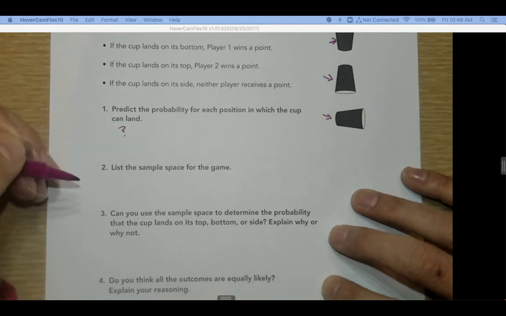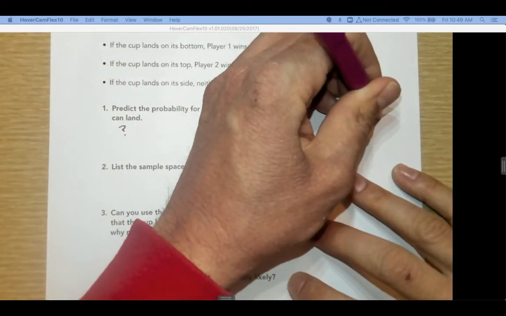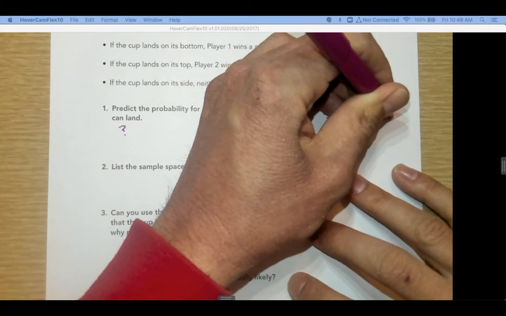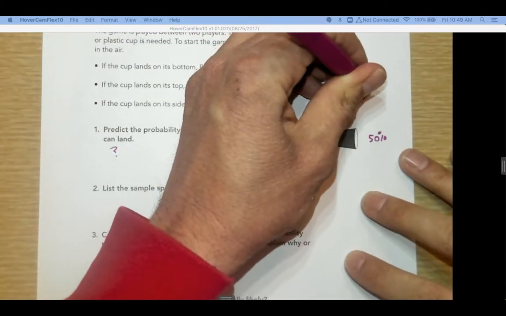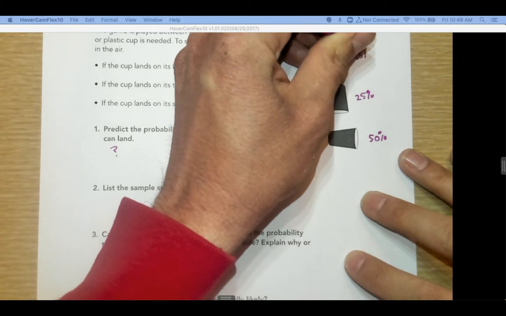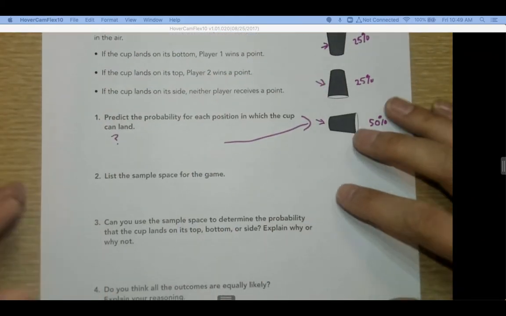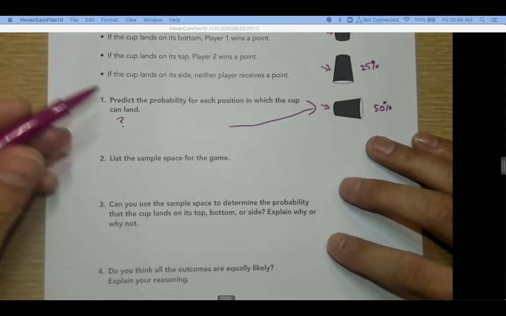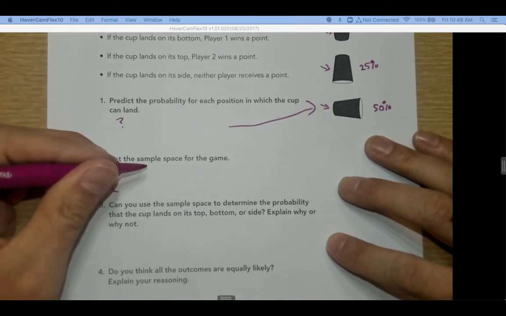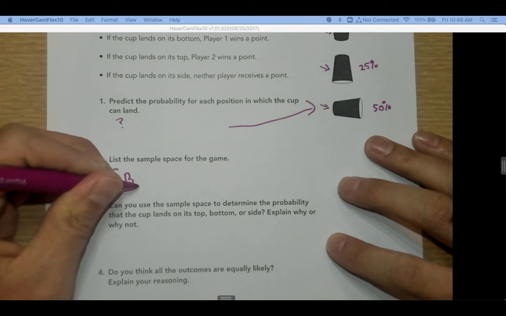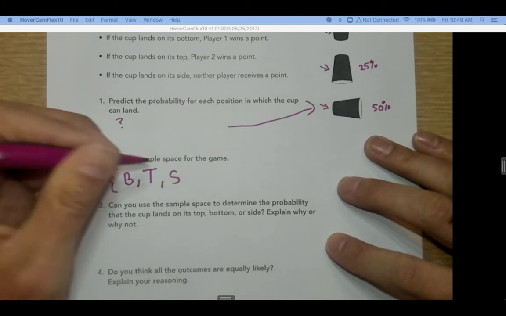That's going to kind of depend. I think the side would be maybe even more, and then maybe this would be 25%, and then maybe this would be 25%. So those are my predictions right there. List the sample space for the game. It can either land on its bottom, it can land on its top, or it can land on its side.